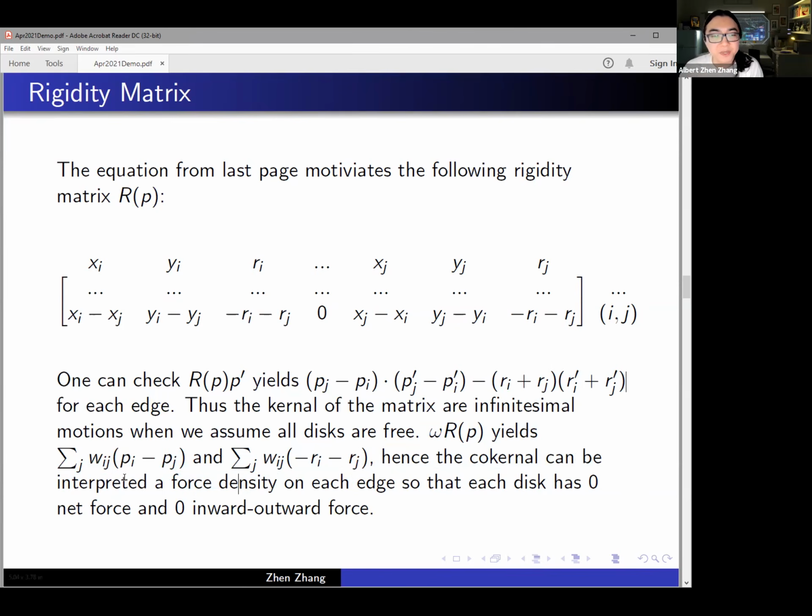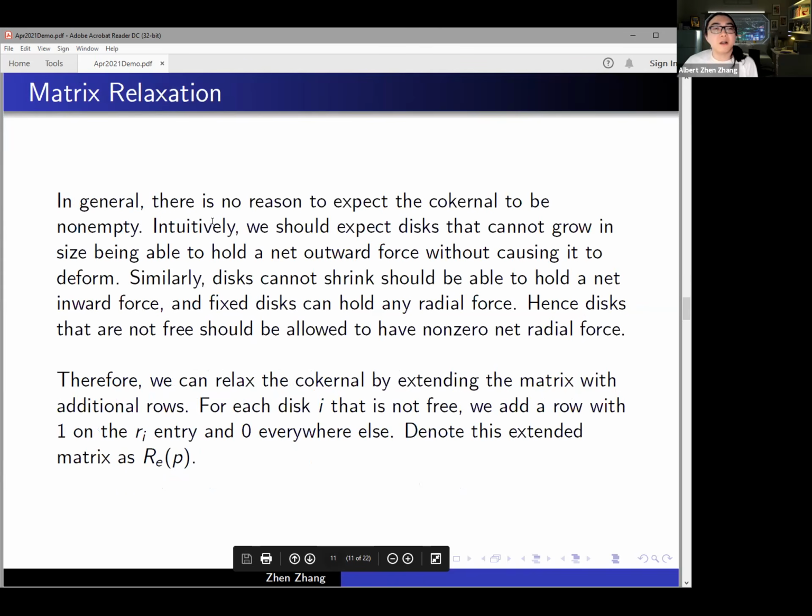Hence, the co-kernel can be interpreted as a force density on each edge, so that each disk has 0 net force in the x and y directions, and 0 inward-outward force. In general, there's no reason to expect the co-kernel to be non-empty.